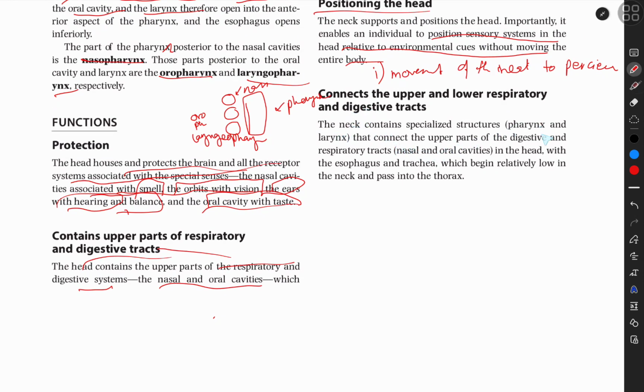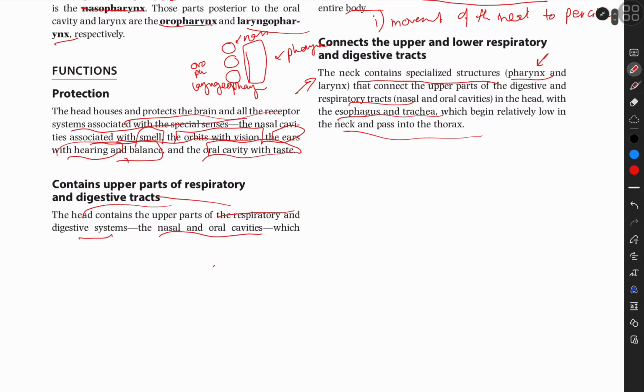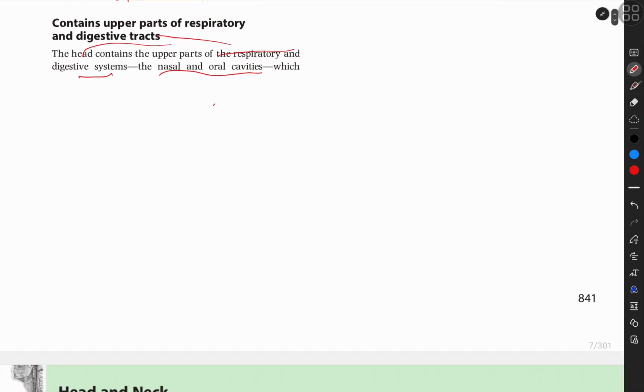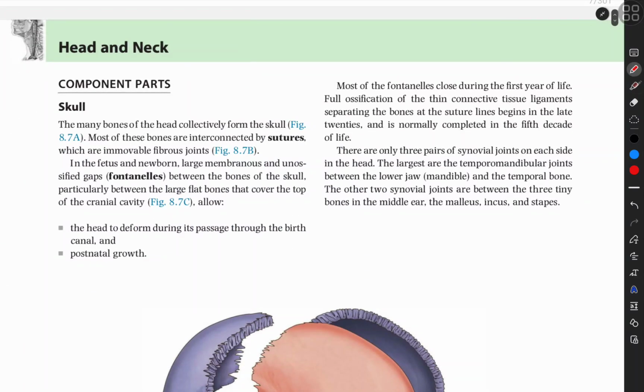Connects the upper and lower respiratory and digestive tracts. The neck contains specialized structures, pharynx and larynx, that connect the upper parts of the digestive and respiratory tracts. Okay, so pharynx connects the upper part of the digestive and larynx connects the upper part of the respiratory tracts in the head with the esophagus and trachea below, which themselves pass into the thorax. Okay.